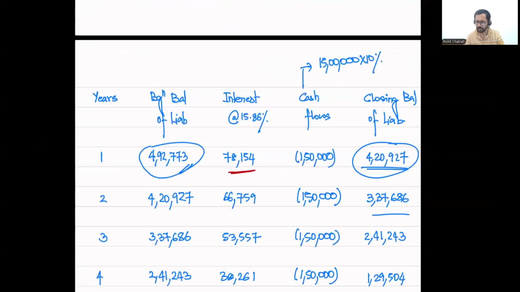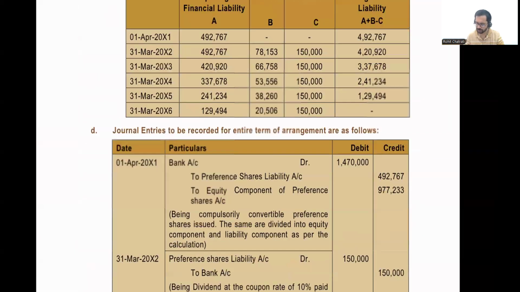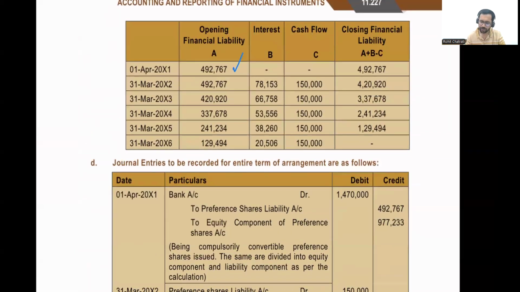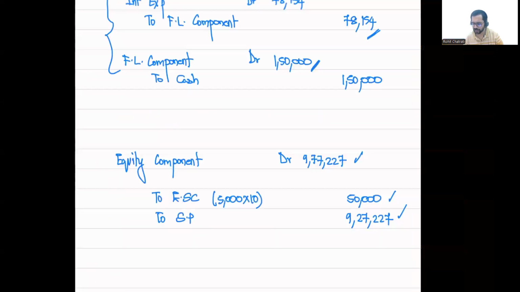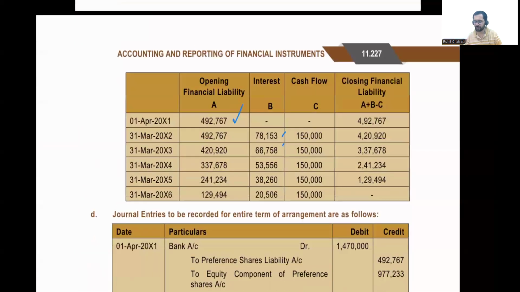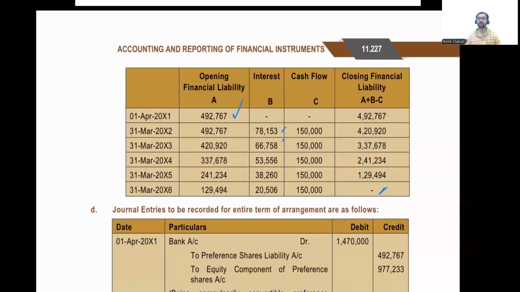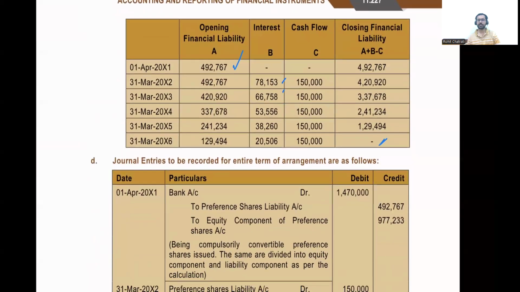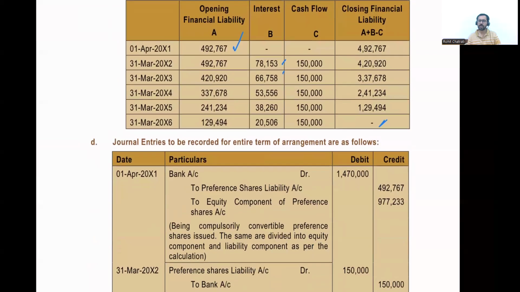Let's quickly also take a look at the institute solution. We had a liability of 492,767. We were recognizing interest each year. The interest for the first year, let's match it. Was it 78,000? I had 78,154. They have 78,153. And the liability is going down to zero at the end of the fifth year.